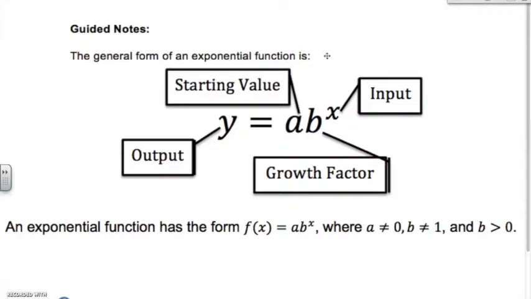We are going to take a look at a couple different variations of this in future lessons, specifically for compound interest and exponential growth and decay, but they're all going to stem from this original equation. So make sure you have those boxes labeled. And just a technicality to point out, this only works when a is not equal to 0, b is not equal to 1, and b is greater than 0. Otherwise, it's going to alter the form of our formula, and it won't be a true exponential anymore.